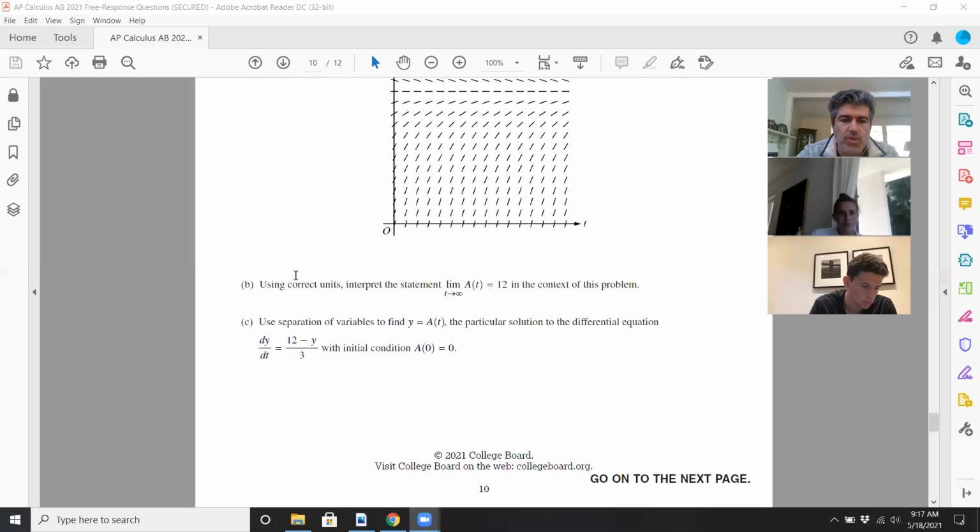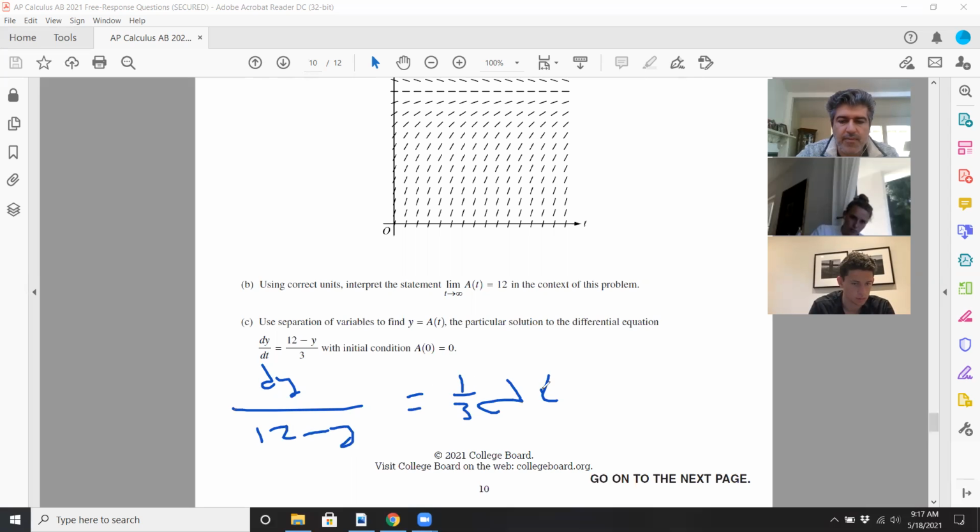So you have to solve the differential equation. We've done this many times. You'll divide both sides by 12 minus y, and you have 1/3 dt. So I've already done the first step for you guys, the separation. Then you've got to integrate, solve for C using the initial condition, and then isolate y. I'll give you guys about 4 or 5 minutes to do that one.